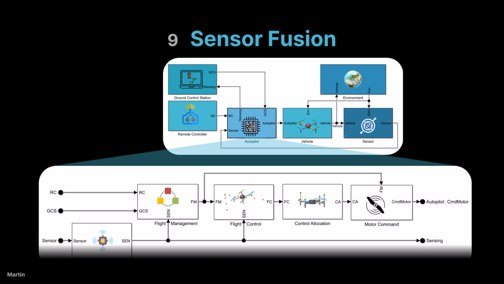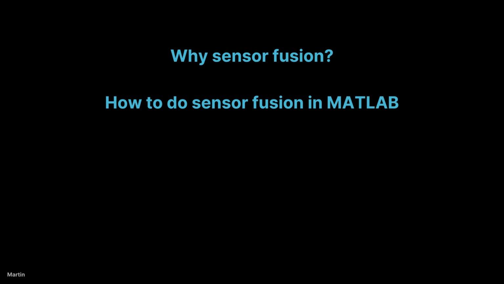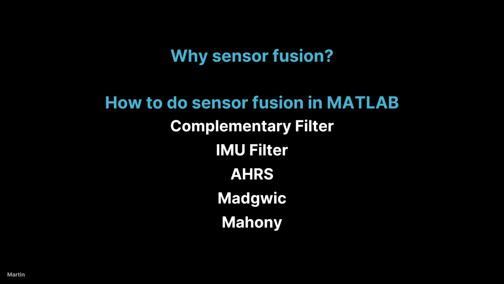In this session, we will design and implement the inertial sensor fusion algorithms in MATLAB to estimate orientation, combining data from gyroscopes, accelerometers, and magnetometers. We'll discuss why inertial sensor fusion is essential and how to implement it in MATLAB using methods like the Complementary Filter, imufilter, AHRS, as well as the Madgwick and Mahoney algorithms.